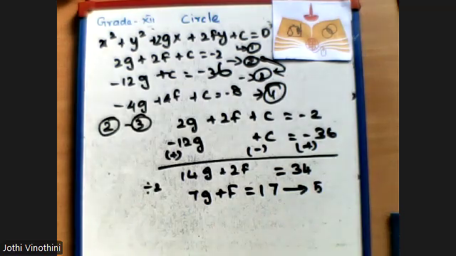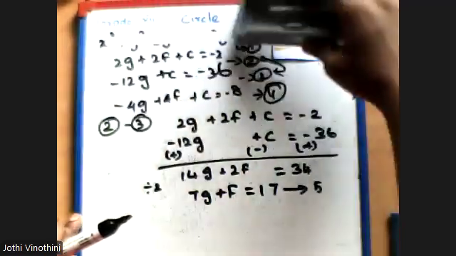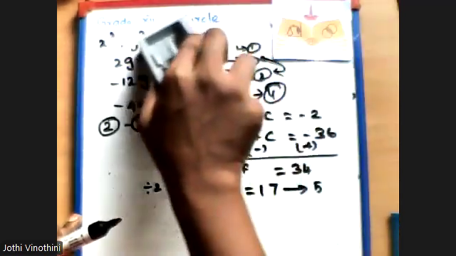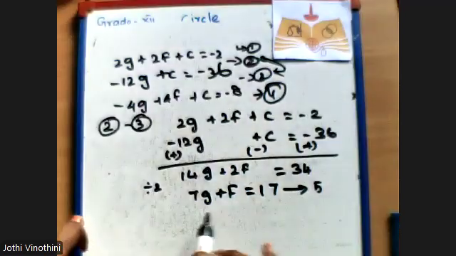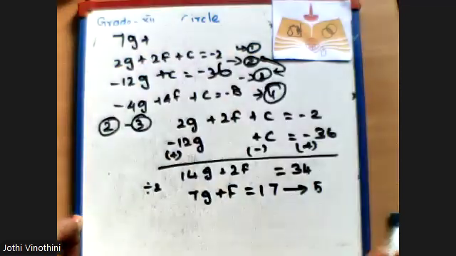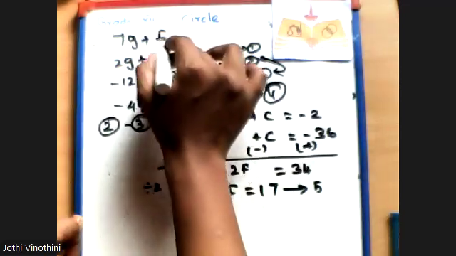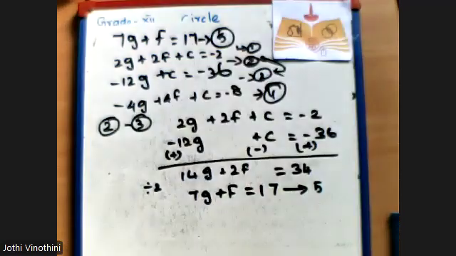Right. So I'm going to rub the first equation, and in its place I'm going to write the fifth one. 7g plus f equals 17 will be 5. Clear? I will give you one more minute so that you can copy this and we will start the next part of this sum.